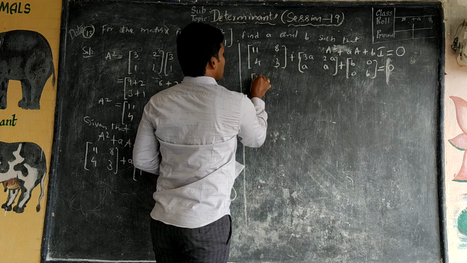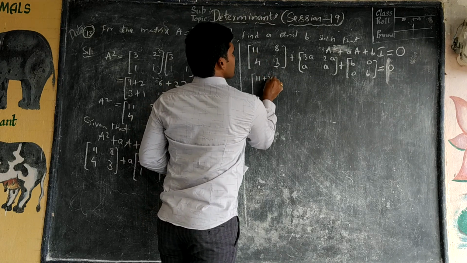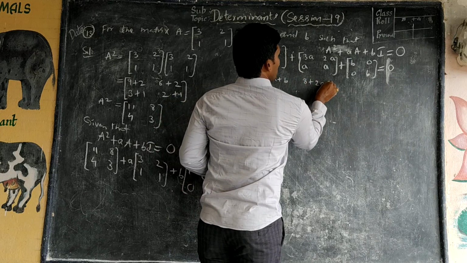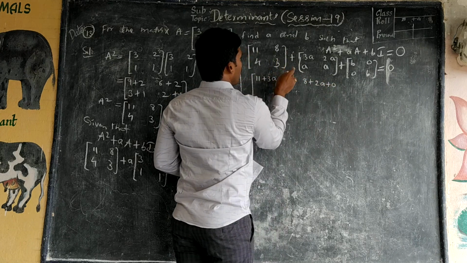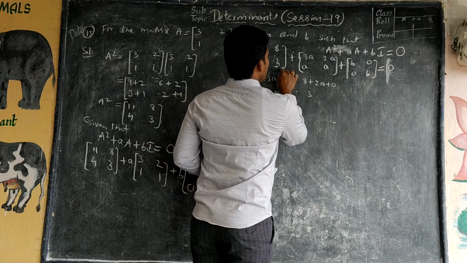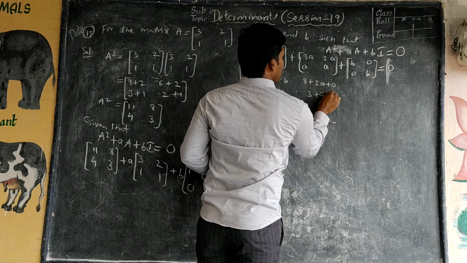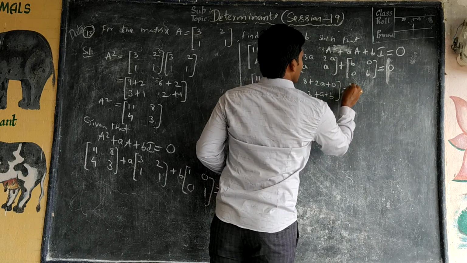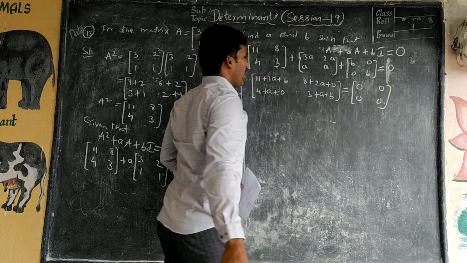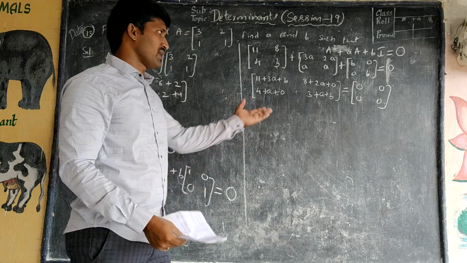Adding all three, what will we get? 11 plus 3a plus b. Next here, 8 plus 2a plus 0. Here 4 plus a plus 0. 3 plus a plus b is equal to the null matrix, which means 0, 0, 0, 0. When two matrices are equal, the orders are clearly the same here.